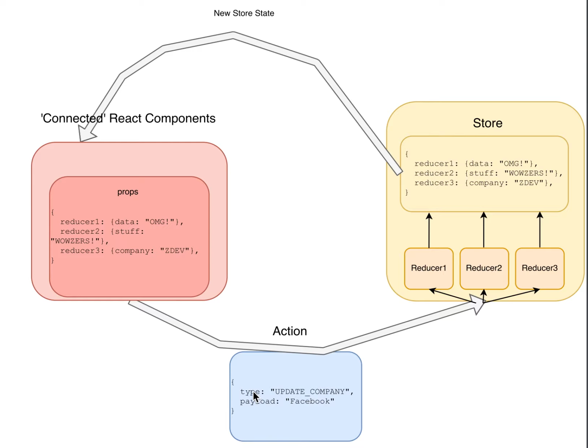It normally always has a key called type, and by convention the value of it is always uppercase with underscores, looks big and scary. So here I've got a type, update company, and then you can optionally, you don't always have it, have a payload. In this case I've just used a string, Facebook, but it could be a massive array or something. So whatever you want really can go in payload.